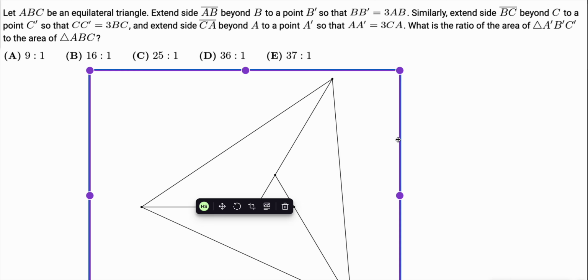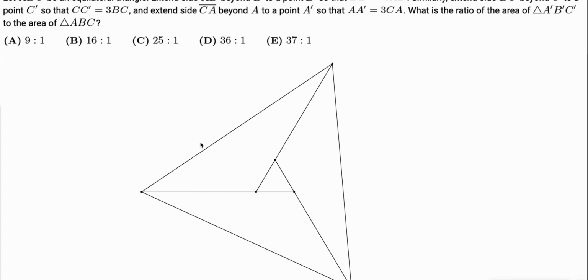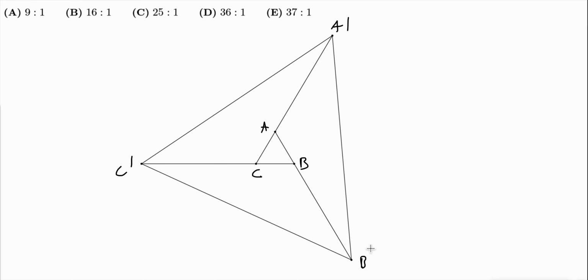Let's look at this interesting geometry problem. Let ABC be an equilateral triangle. Let's extend side AB beyond B to a point B prime. So we're basically doing three extensions. And so this is going to be the smaller triangle ABC. We have that this is C prime, this is A prime, and this right down here is B prime.